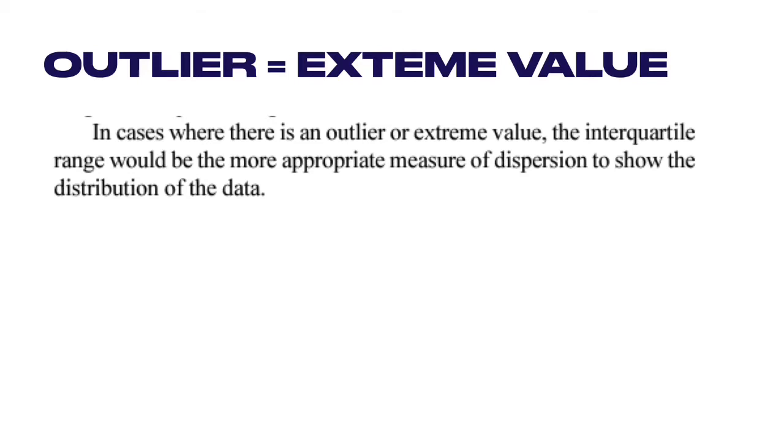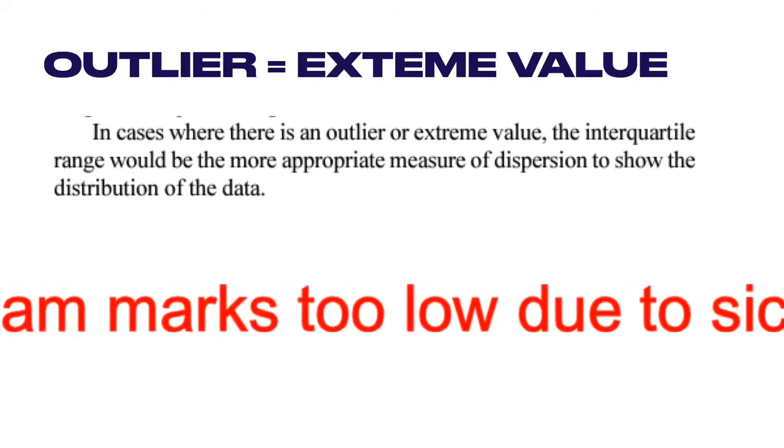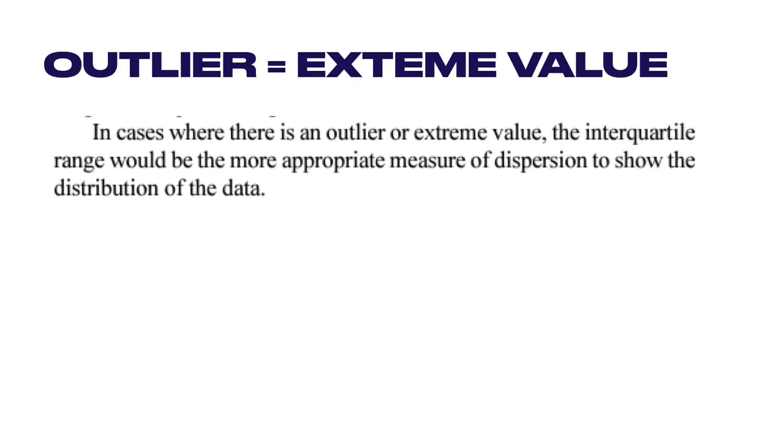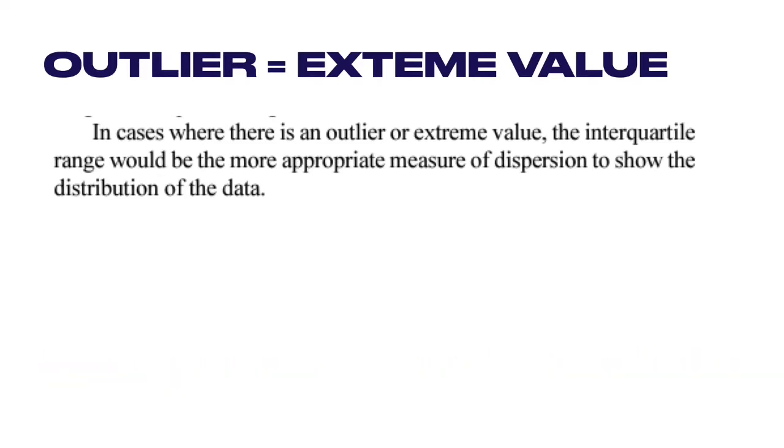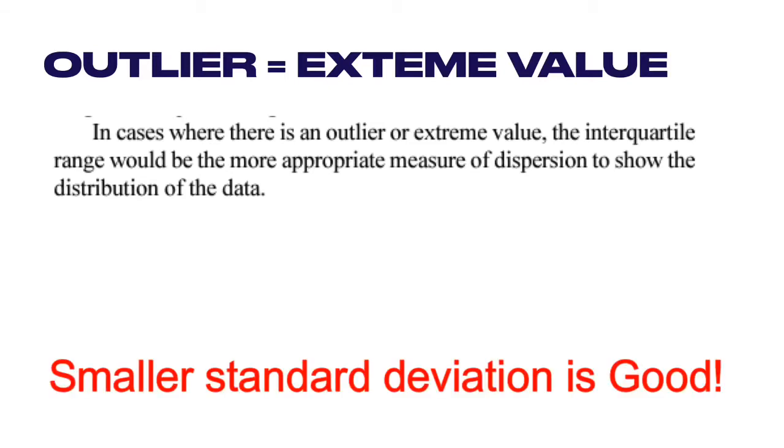Okay, I give you an example. Let's say your exam marks. The majority of the students got maybe 50 above: 51, 53, 57, 60, 70, something like that. And suddenly there is one student whose mark is 1 or 2. That's called an outlier because the mark is suddenly very far from the other students, very far from the majority of the data.